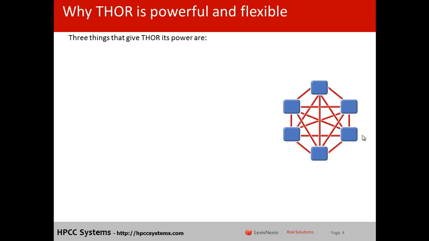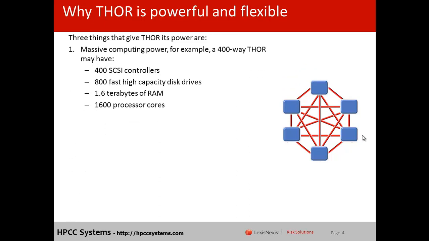Three things that give THOR its power are: number one, massive computing power. For example, a 400-way or 400-node THOR may have 400 SCSI controllers, 800 fast high-capacity disk drives, 1.6 terabytes of RAM, and 1,600 processor cores.